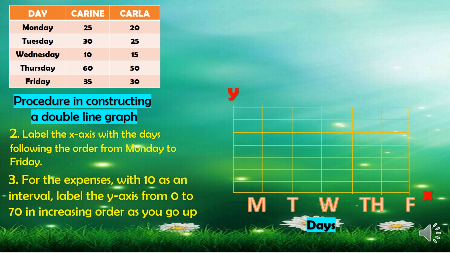Then for number 3, for the expenses with 10 as an interval, label the y-axis from 0 to 70 in increasing order as you go up. So we have 0, 10, 20, 30, 40, 50, 60, and then 70. So we label them as the amount in peso.